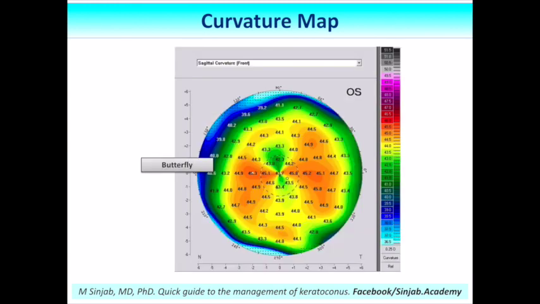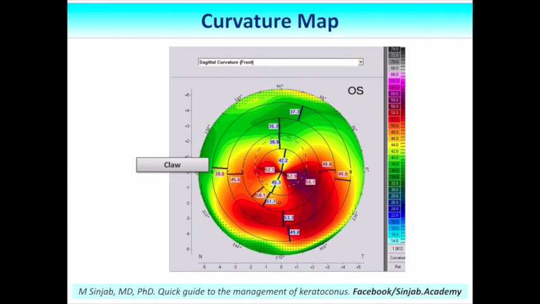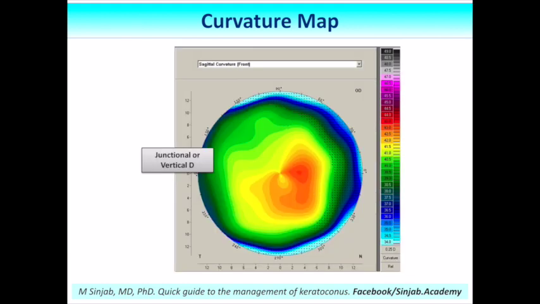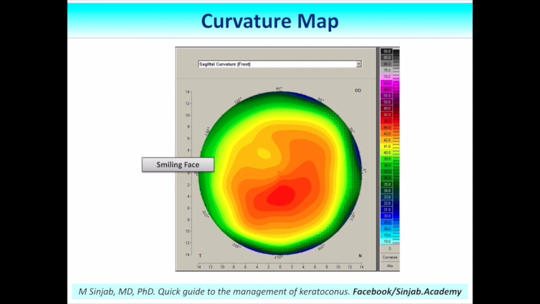This is the butterfly. This is the claw pattern. Now the claw pattern, or the crab claw pattern, is not a hallmark of pellucid marginal degeneration, because it can be seen in some cases of keratoconus, and I called this pellucid-like keratoconus. This is the junctional or vertical D. This is the smiling face.